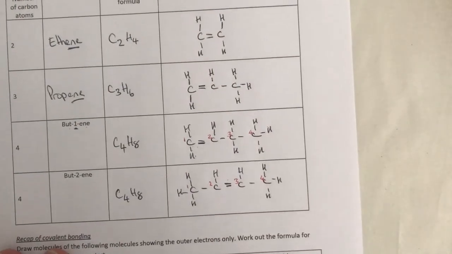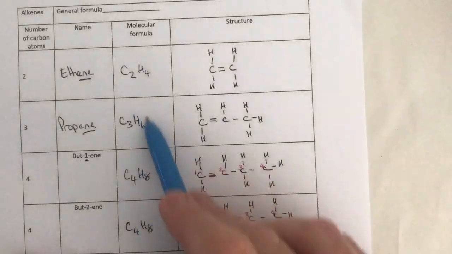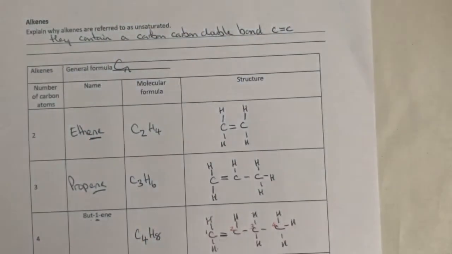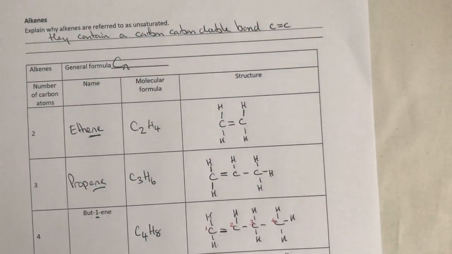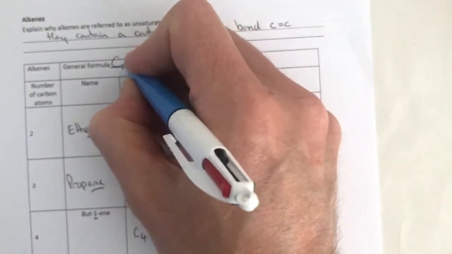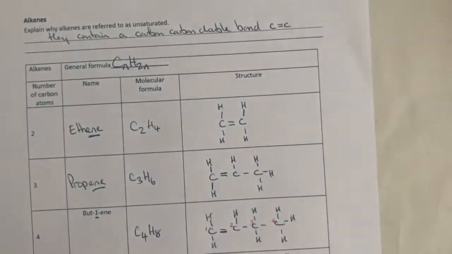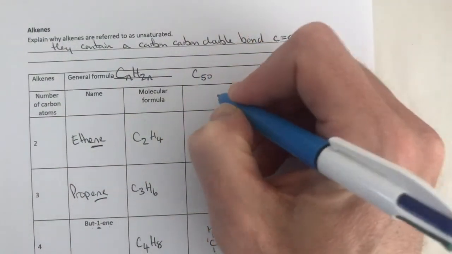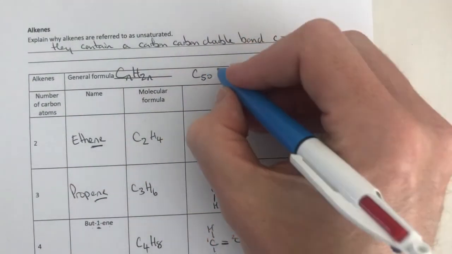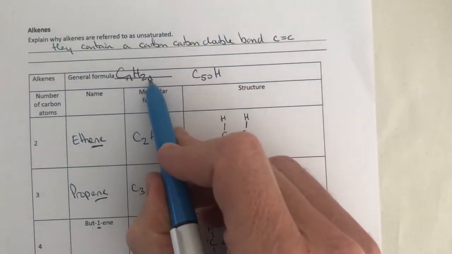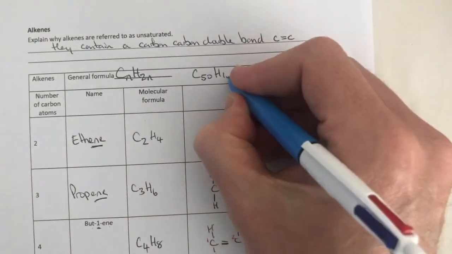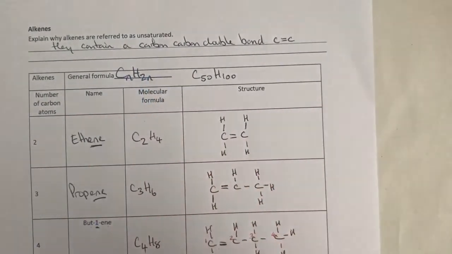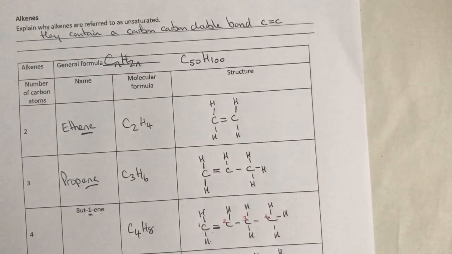One more thing to do before we finish is just check these formulas here because we need to come up with a general formula. So it's Cn, hopefully, if you have a look at it, you can spot that it is CnH2n. If C was 50, so we had a long alkene with 50 carbons, then H would be 2 times 50, 100, and this allows you to work out the formula for any member of the alkene family.